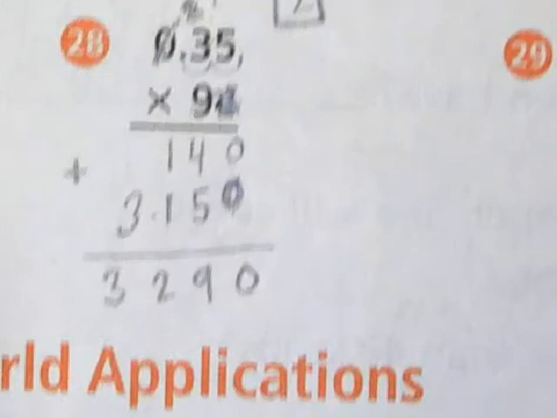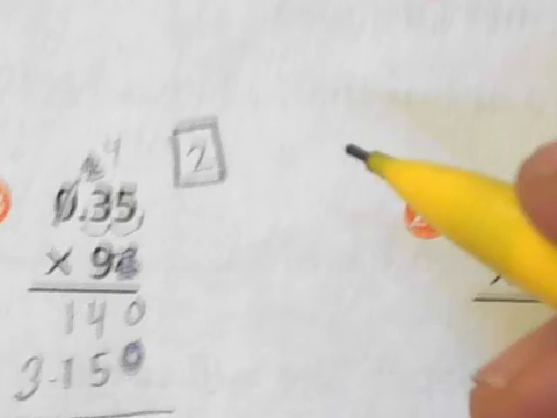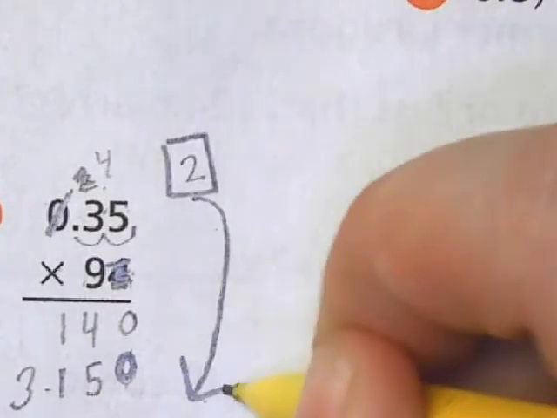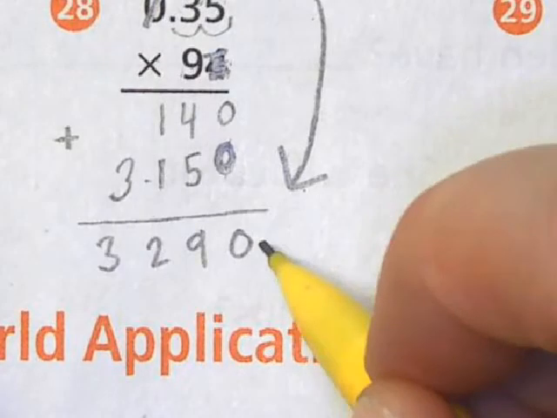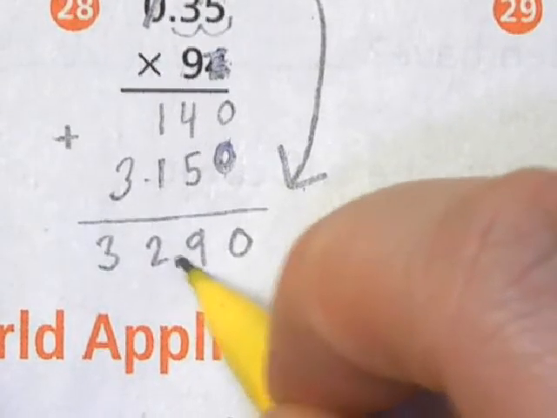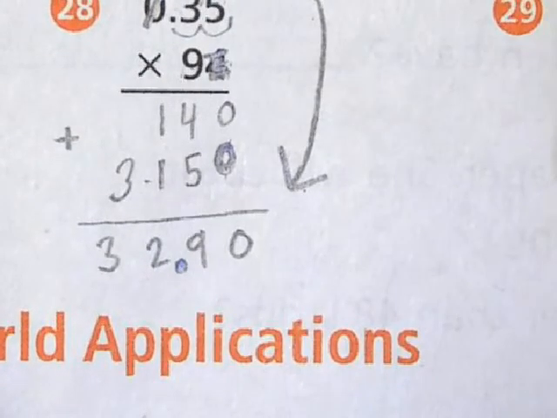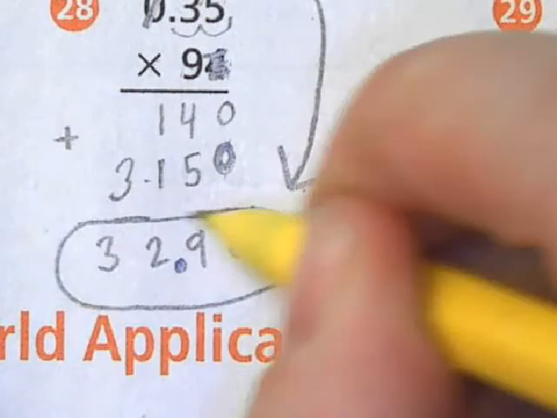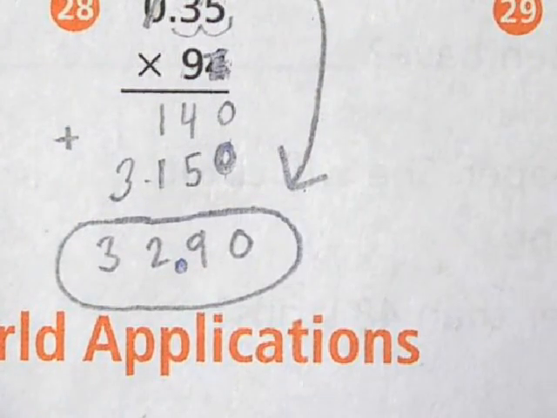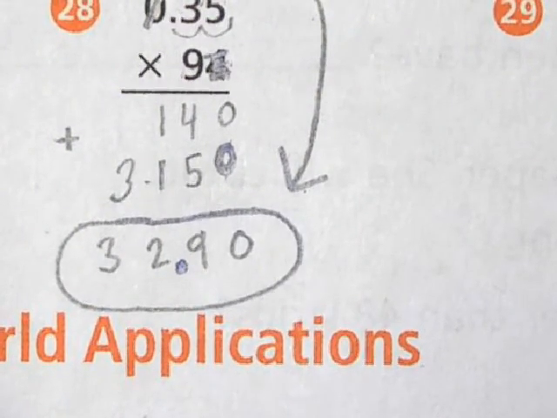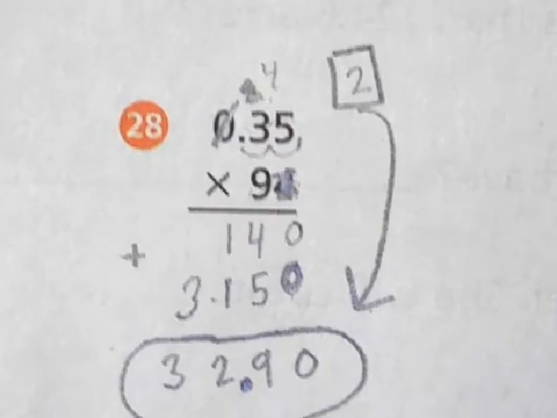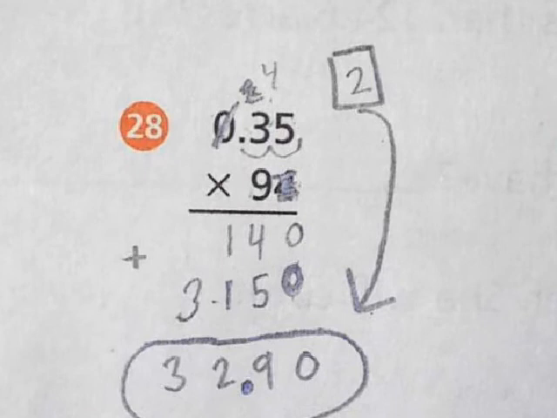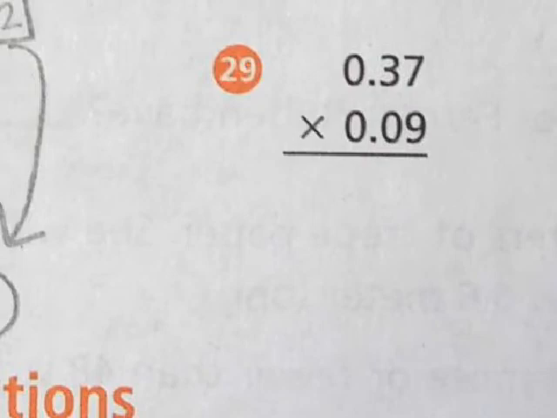So I've got 140 and 3,150. So I add my partial products together. $3,290. But I have the decimal box. Remember how in the test we forgot a simple decimal? 32.90. Could you just say 32.9? Yes, you could. Okay, so that was just a quick review of how to do multiplication with decimals.